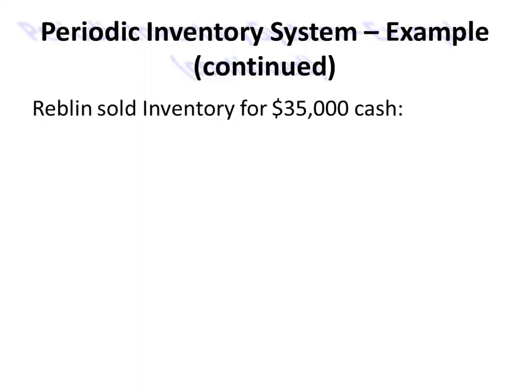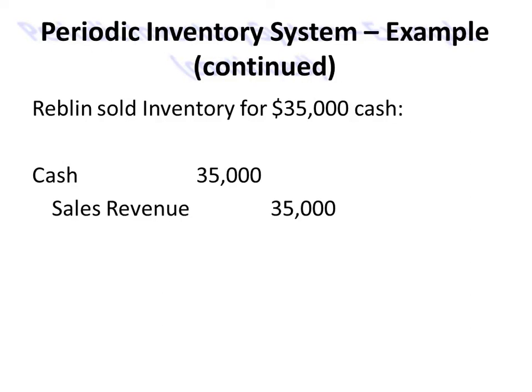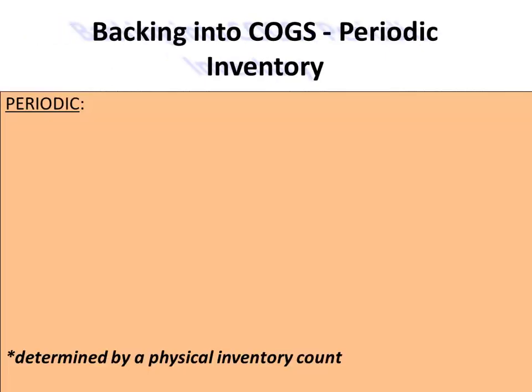Reblin sold inventory for $35,000 cash. What do we do on a periodic inventory system? Record the sale of $35,000. What else do we do? Nothing. Trick question, right. Good answer. We don't do anything, because how many journal entries do we make in a periodic inventory system? 1. How many do we make in a perpetual inventory system? 2. Very good.